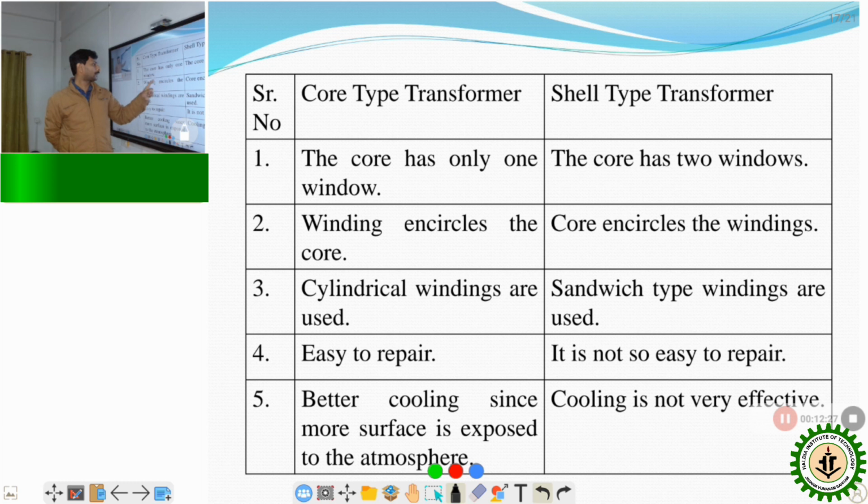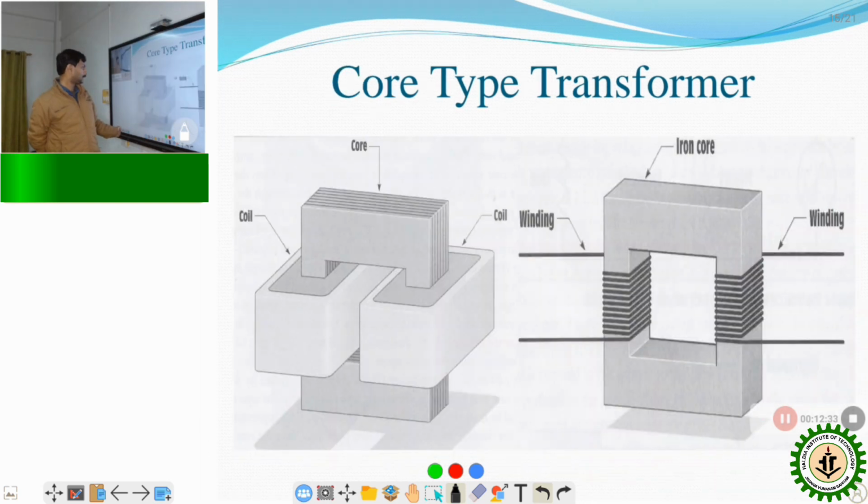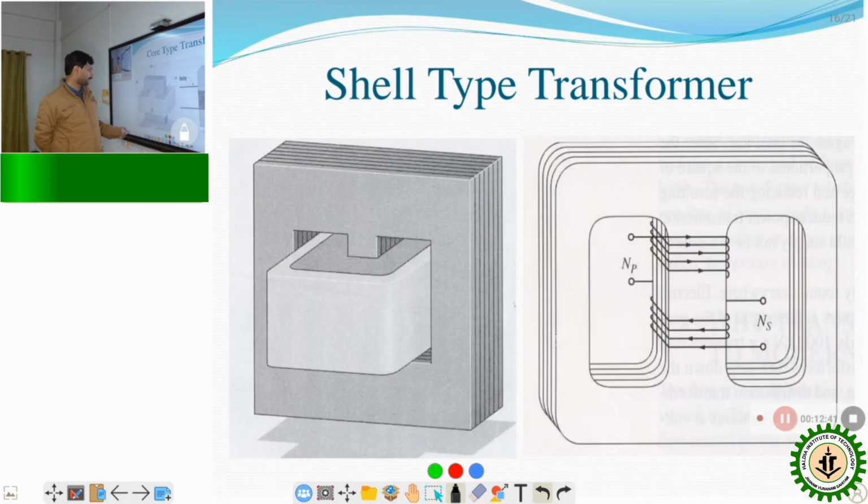In core type, the windings encircle the core, and in shell type the core encircles the windings. You can refer to the figures. In core type, the core is covered by the windings, that is, the windings take most of the place, and in shell type it seems that the winding is covered by the shell or the core.